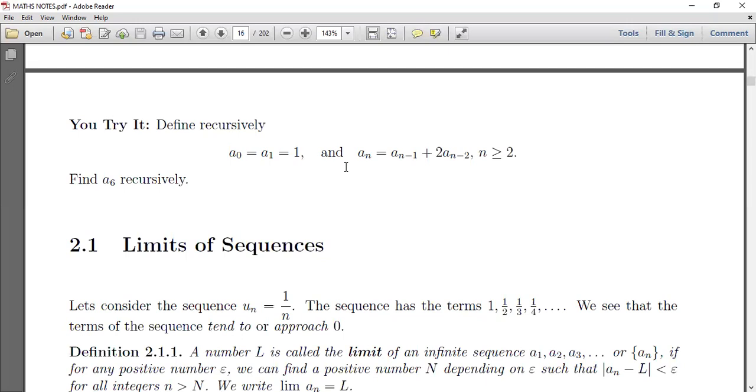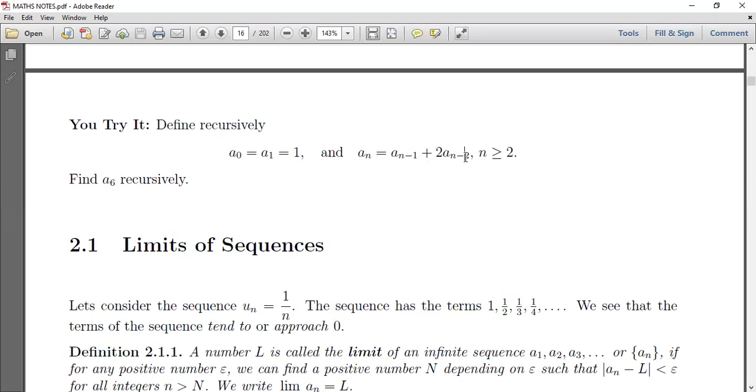So can you calculate a2? a2 is equal to a1 plus 2a0. And what is a1? a1 is 1, plus 2 times 1 again, which is equal to 3. So a2 is equal to 3. a3 is equal to a2 plus 2a1. a4 is equal to a3 plus 2a2. a10 is equal to a9 plus 2a8.